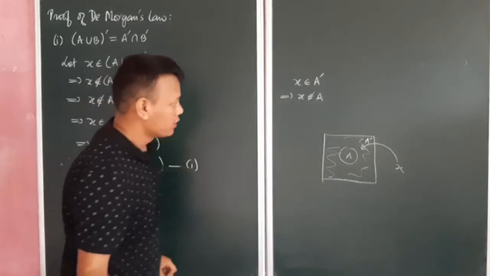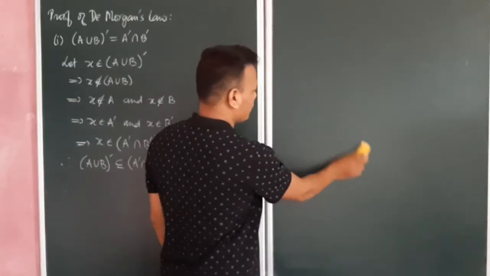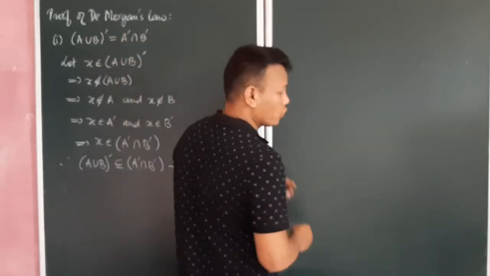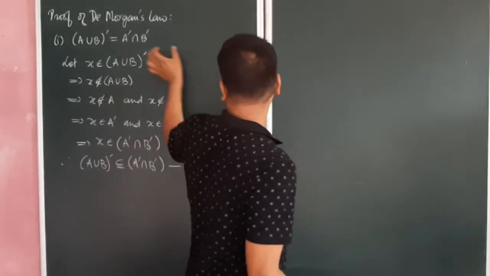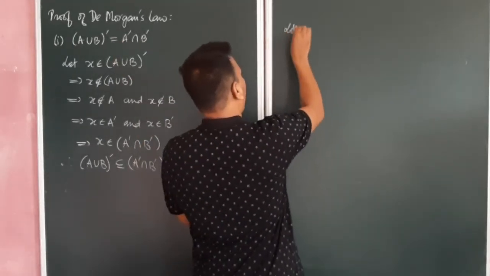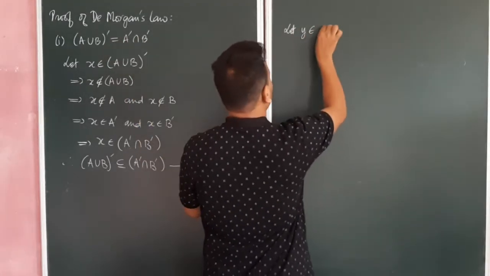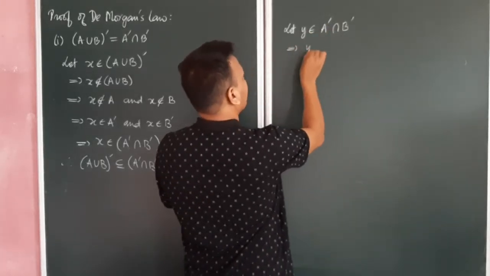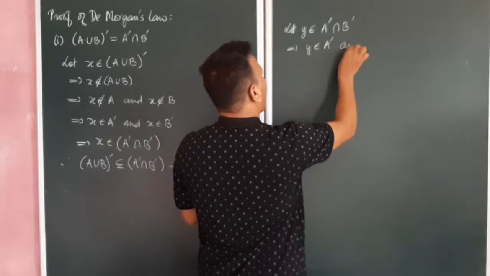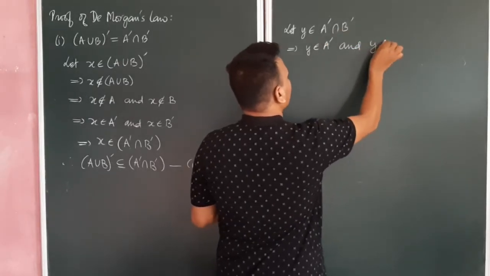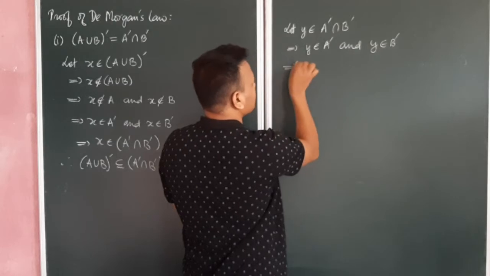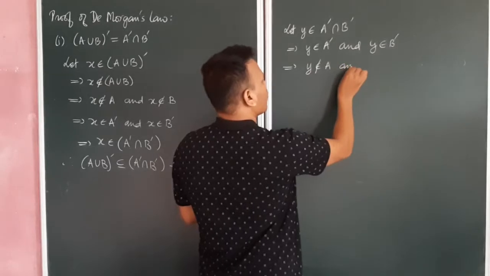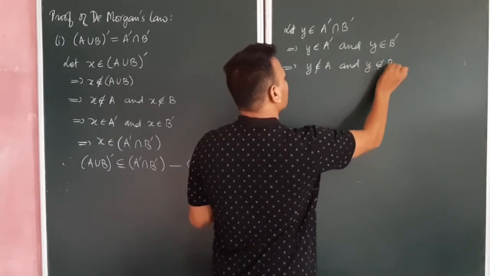Okay, so let's see the second part. In the second part, what we need to show is that this is a subset of this. That means I need to choose one random element y from this. So let y belong to this, that is A dash intersection B dash. So what's the meaning of this? This means that y belongs to A dash, and y belongs to B dash as well. Now what's the meaning of this? This means that y does not belong to A, and y does not belong to B.